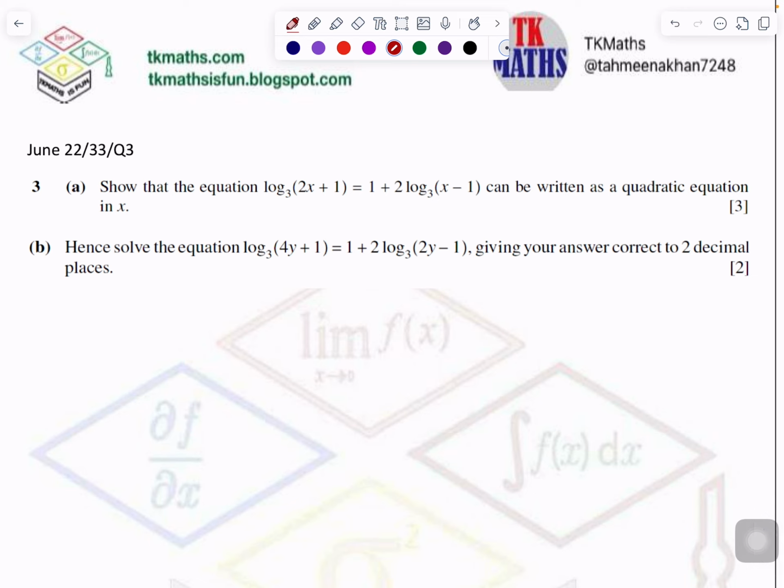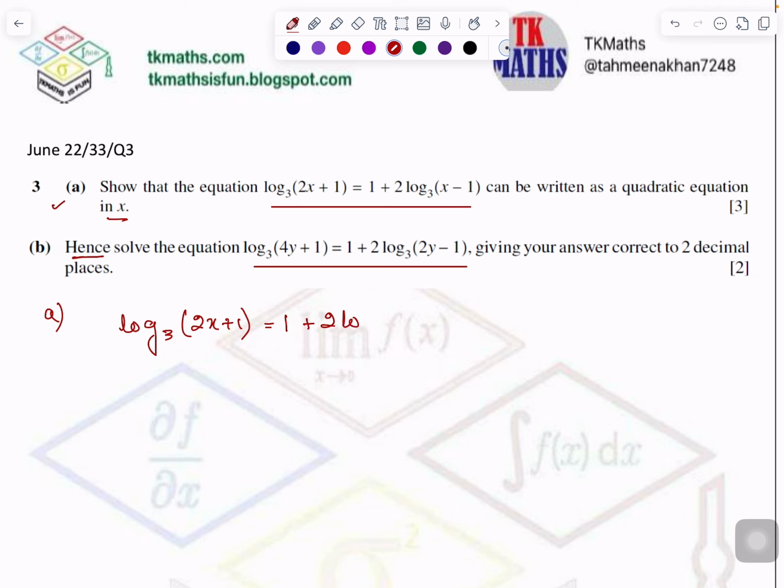Show that the equation can be written in quadratic form in terms of x. Hence, it means I will make use of this answer to solve this equation. First of all, let's handle the first part. It is log base 3 of (2x + 1) = 1 + 2 log base 3 of (x - 1).